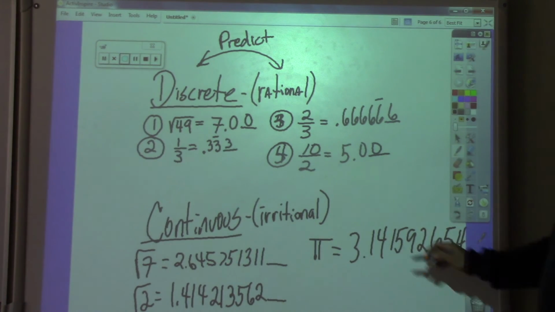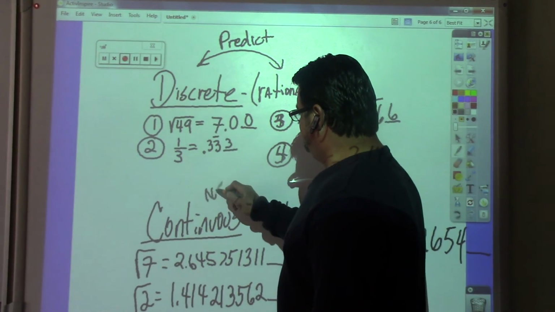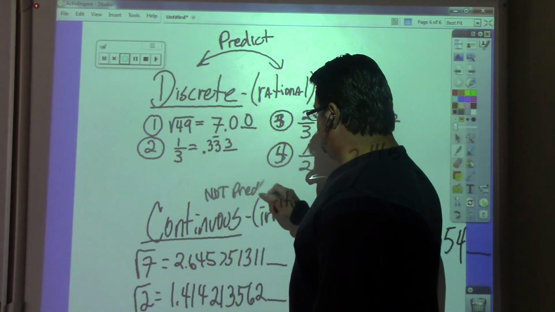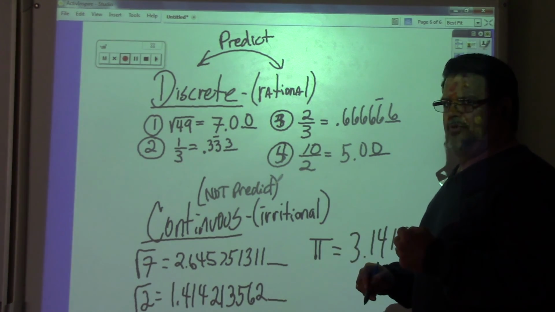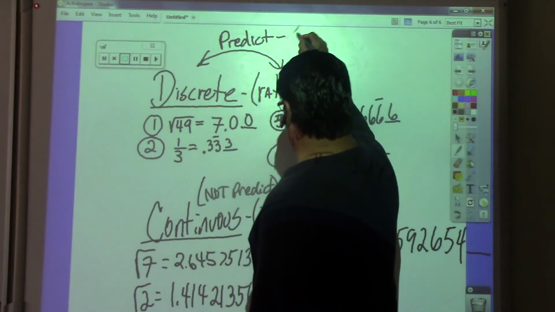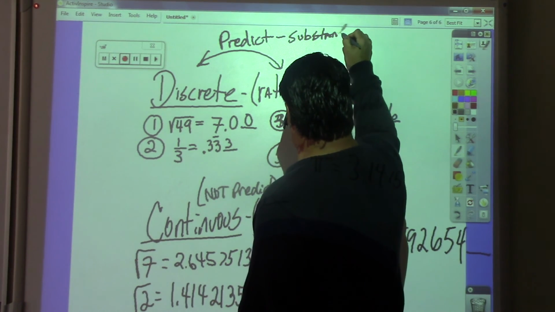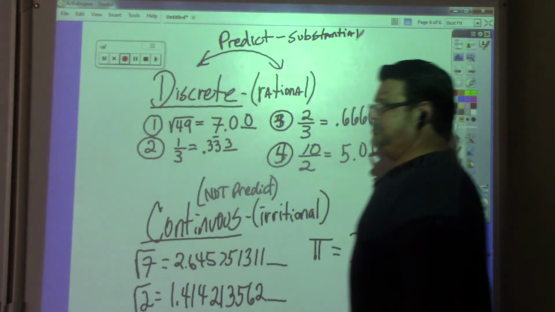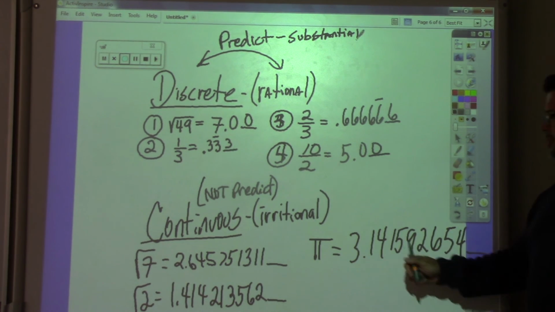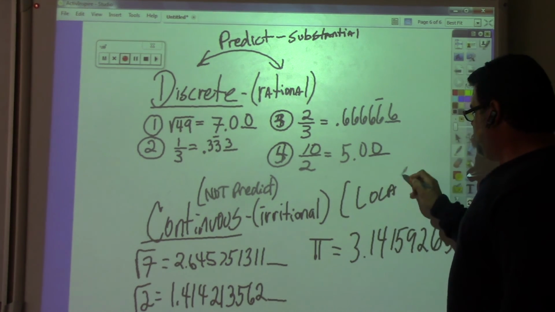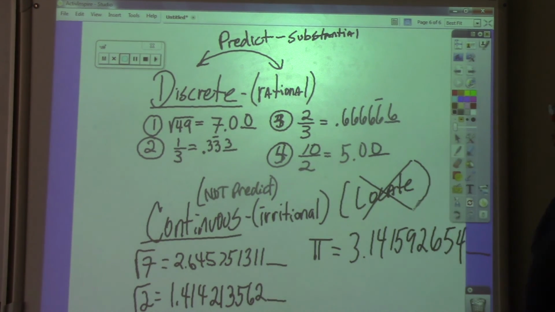You can't tell me what the next number is. Not predictable. Now, if something is predictable, it's pretty much substantial, meaning that you can put money on it. You know that number exists and that it's located on the number line, and without a doubt you can locate it. These you can't do that. You can't locate it because you don't know what that next number is. You can't locate it on a number line.